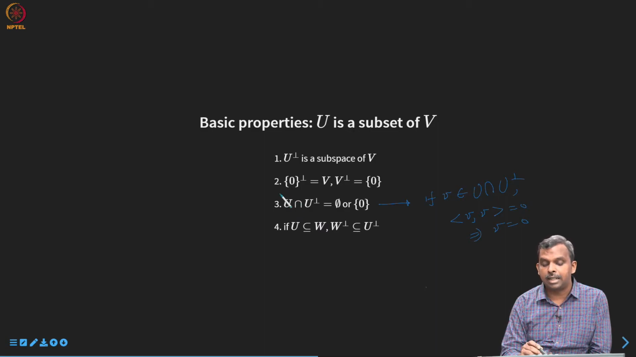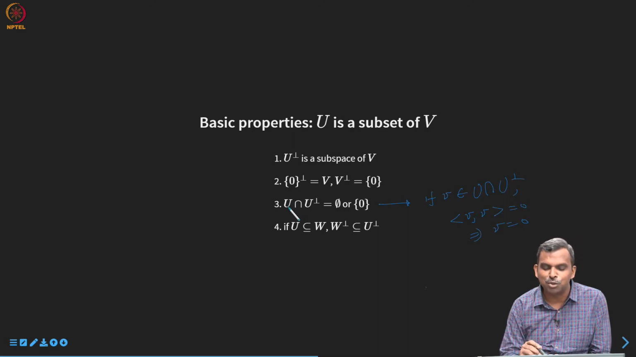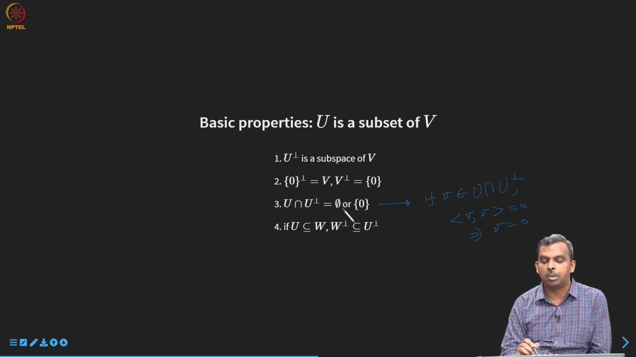A particularly interesting case is, if U is a subspace, then U will have 0 also, and U intersect U perp will be 0. If U is not a subspace, the only criterion is whether U has 0. If U has 0, then U intersect U perp will be 0. If U does not have 0, then it will be empty. Okay, so that's a nice result to have.